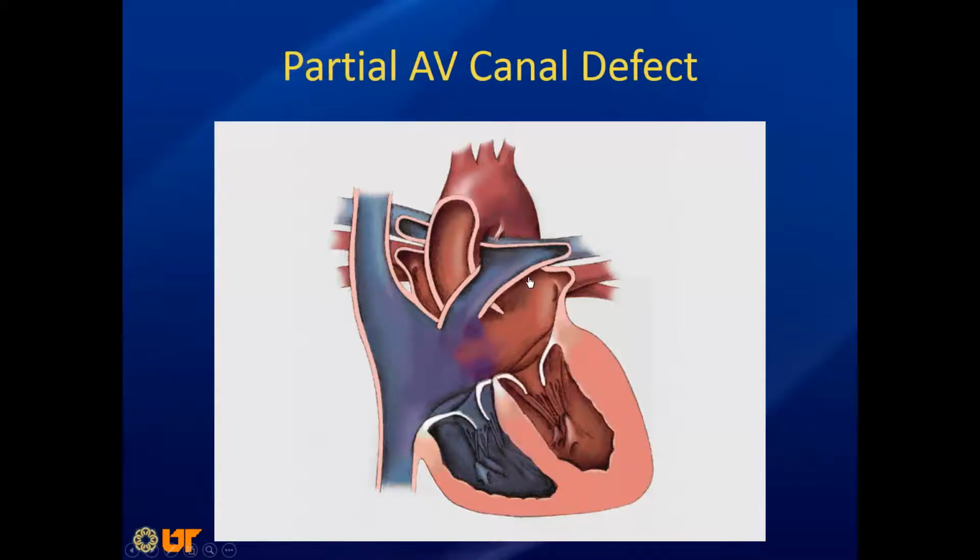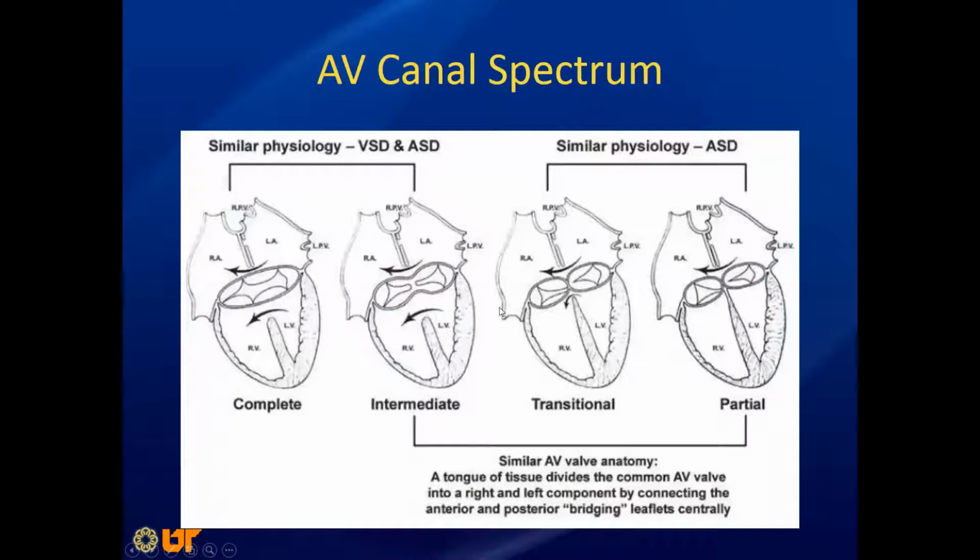This is a partial AV canal defect, which is essentially just a primum ASD, but it is technically part of the AV canal spectrum. And there are a variety of types in this spectrum. So you have that partial canal on one side that's just the primum ASD, and then you have a complete AV canal on the other side with a big ASD, big VSD, and common valve. Then in between, there's kind of intermediate and transitional canals.